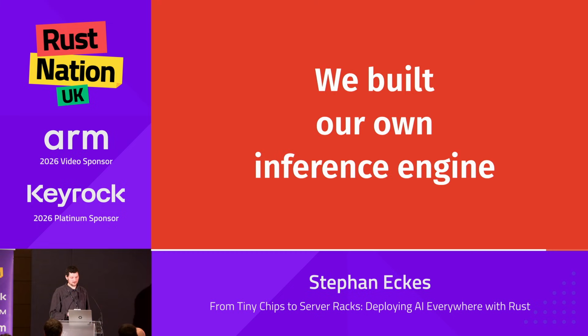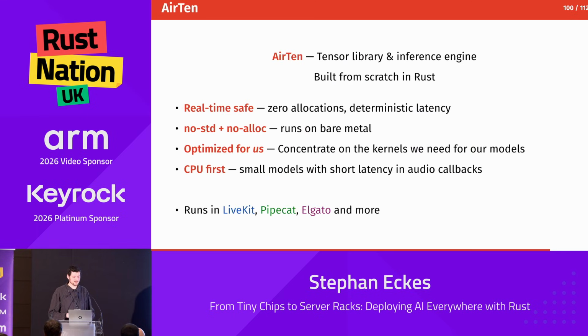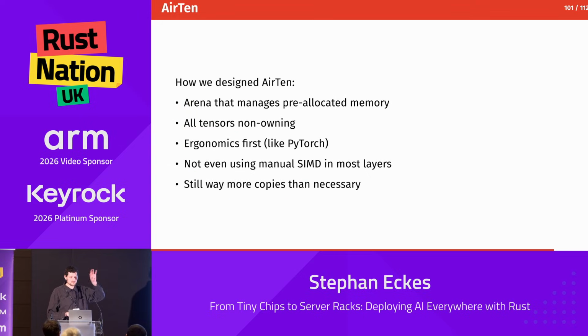And in the end, we built our own inference engine. That is Air10, but it's not generic, so it's just for our models at the moment. But it worked nicely. We power now the inference in LiveKit, Pipecat, Elgato. And I really just built really dumb Rust code from scratch. I didn't even do a lot of SIMD. I just used the auto-vectorization. Made a memory arena, so everything is now standard and no tensor is owning the data.